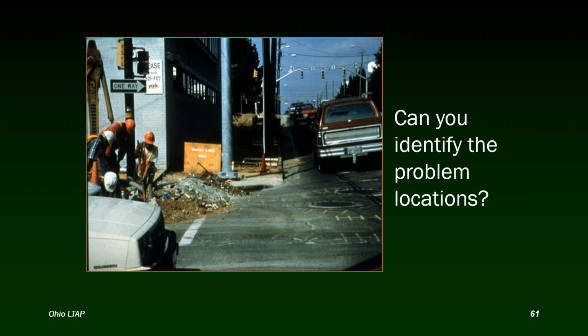How about this one here? Can you identify the problem locations? So this crew is working on a one-way street, but they're at an intersection. And they've got a sign here that they made themselves: sidewalk closed ahead. So you don't have to write anything. That's not the proper way to do that. We actually have typical applications that deal with sidewalk detours.